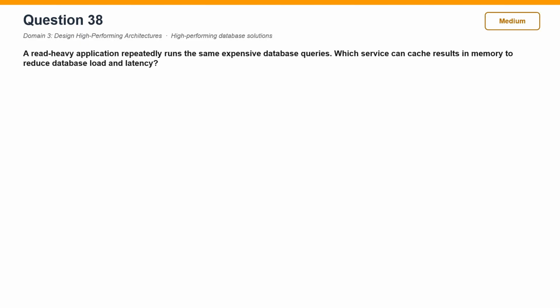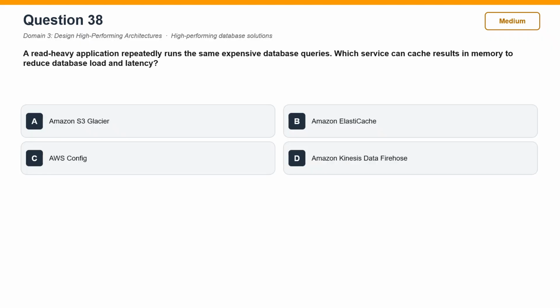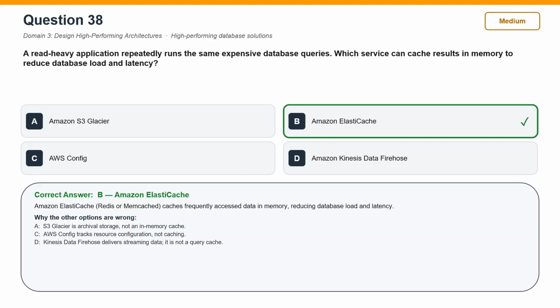Question 38. A read-heavy application repeatedly runs the same expensive database queries. Which service can cache results in memory to reduce database load and latency? The correct answer is B. Amazon ElastiCache. Amazon ElastiCache, Redis or Memcached, caches frequently accessed data in memory, reducing database load and latency. Now, why the other options are wrong?